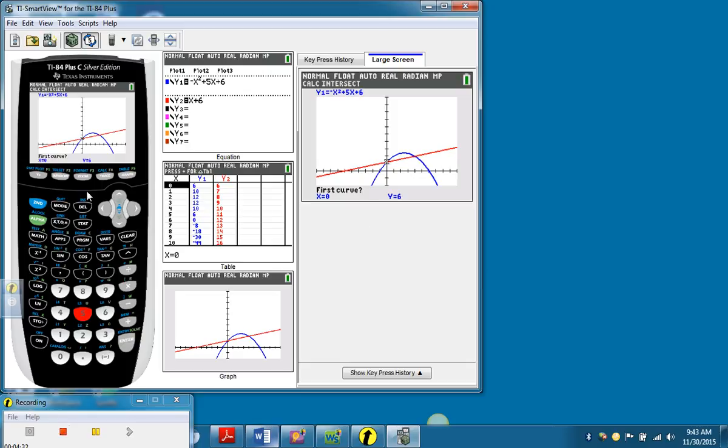Yes, second, and then the trace button is calculate, and then I pick intersect. So it's second calc intersect.